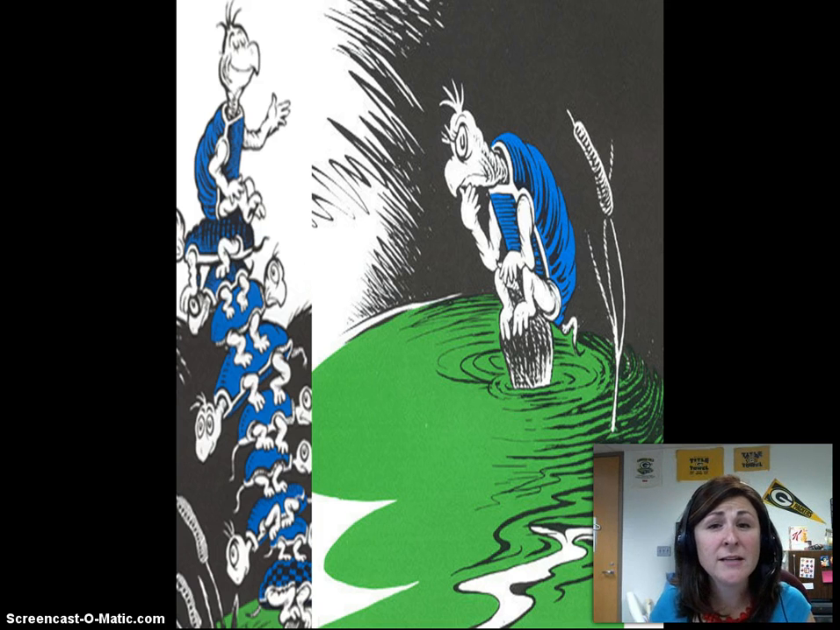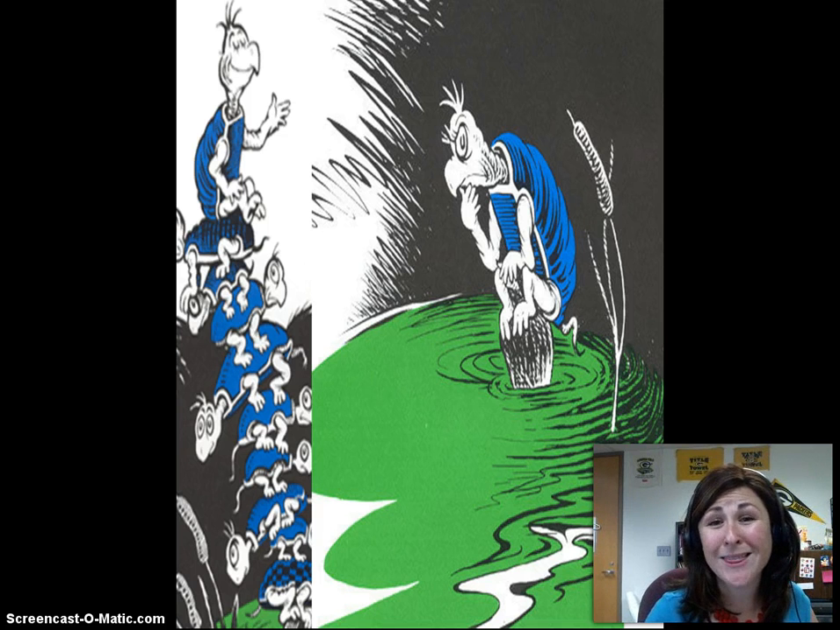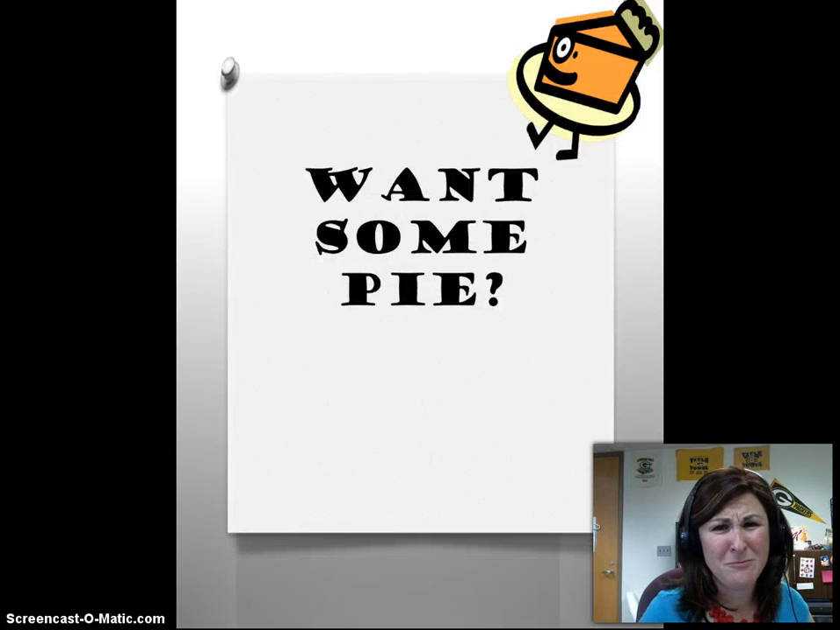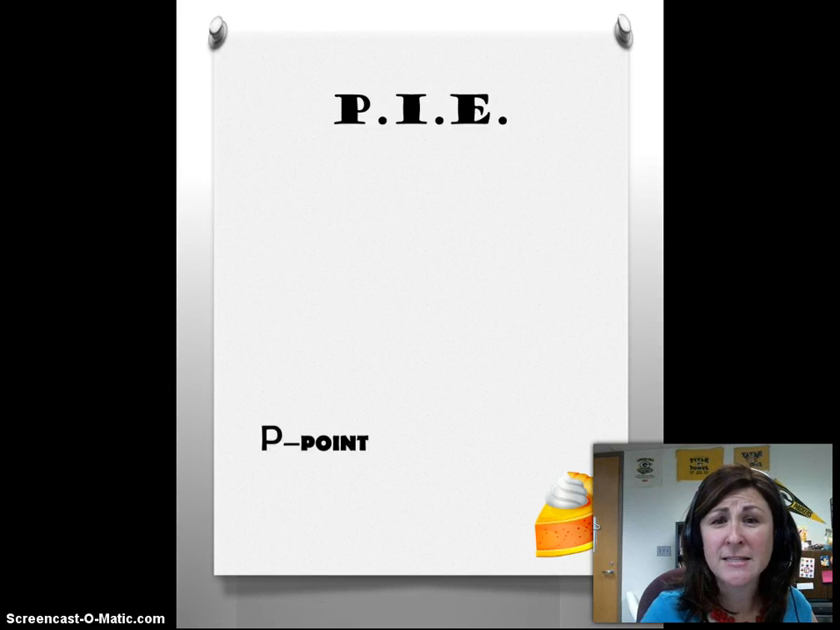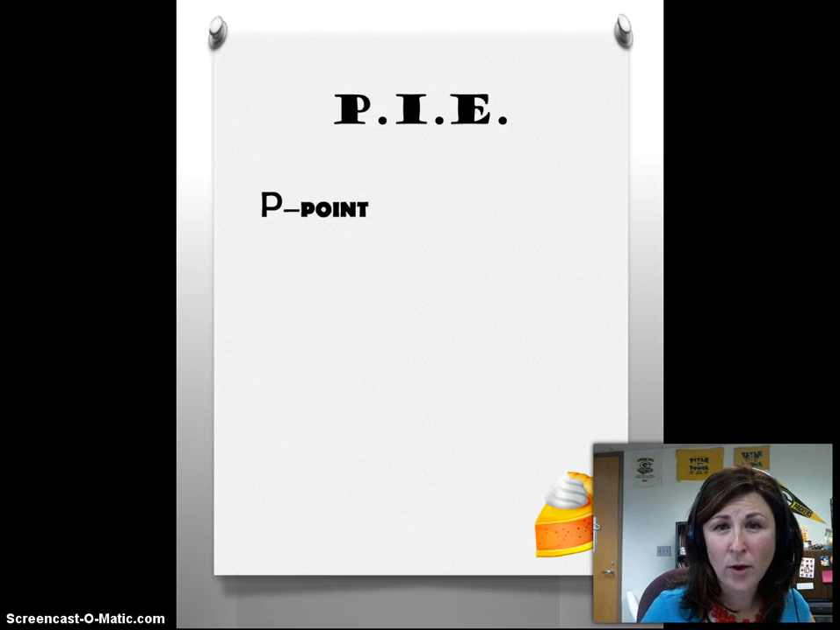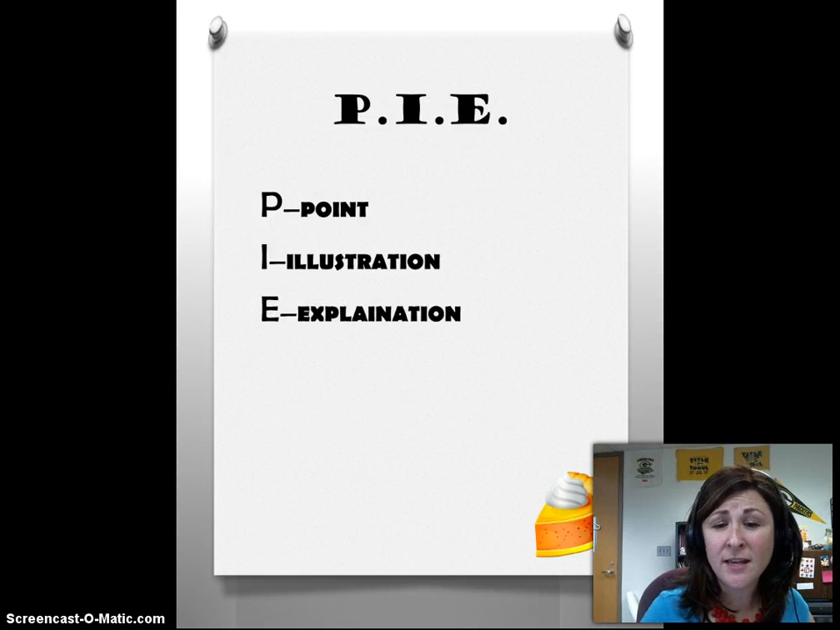This story is a great example of greed and helps as we consider how to write a paragraph. We're going to use PIE to write about a theme in the story Yertle the Turtle. First things first, you might be wondering, what do I mean by PIE? Well, PIE stands for three things. P stands for point. What is the point that you are making? I stands for illustration, and E stands for explanation.